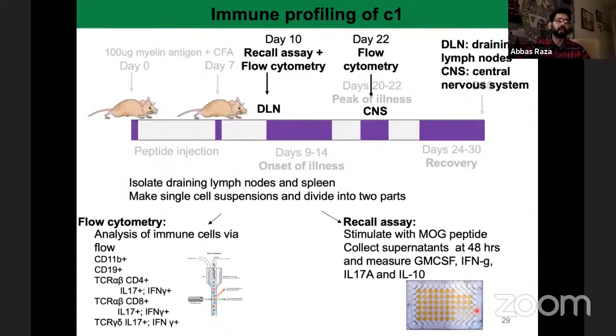So we did immune profiling, which is essentially taking the immune cells at day 10 or day 22 and running them on a flow cytometer, looking at different immune cell populations important in EAE disease. It's CD4 positive T cells, CD8 positive T cells, CD11b, and CD19 are the B cells. In addition, we also looked at ELISA from the lymph node and spleen that we took out from the mouse. And we looked at different cytokines important in EAE disease, like GM-CSF, interferon gamma, IL-17, and IL-10. And we did the same both initially in the disease and also later on, in the CNS, which is the peak of the disease.